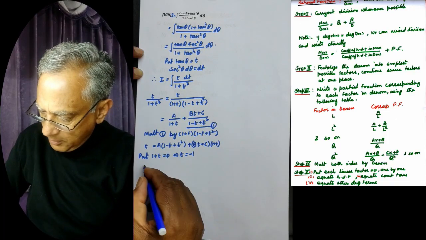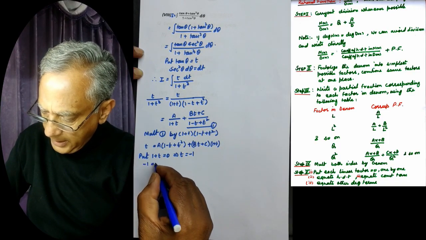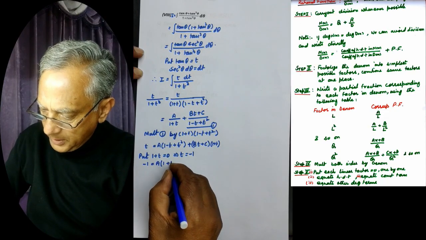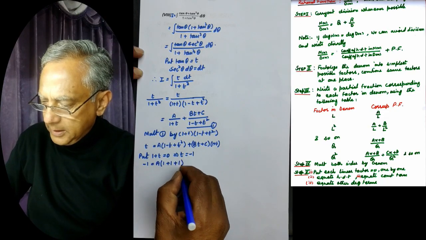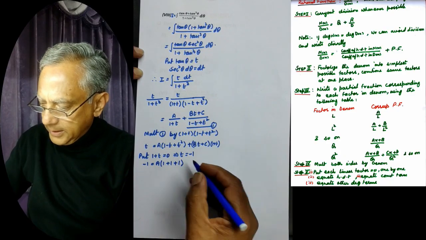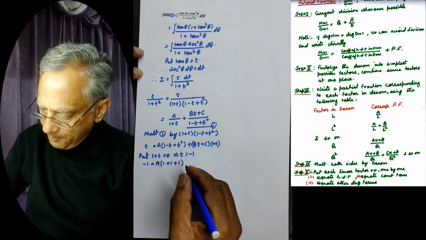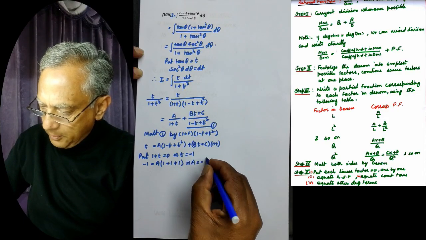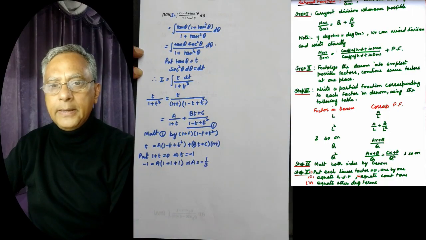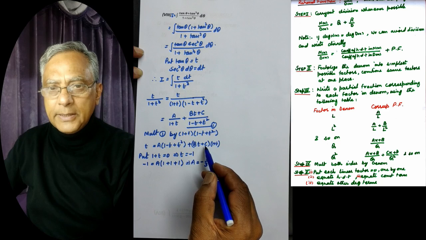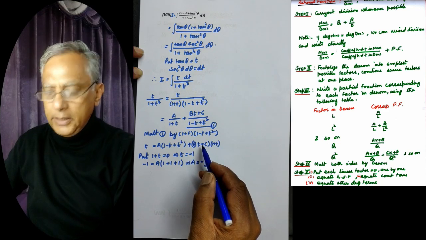So this is equal to minus 1 is equal to a into, t is minus 1, 1 plus t plus 1. This is minus 1. So minus 1 is plus 1 plus 1 plus 1. And this is 0. So this implies a is equal to minus 1 by 3. Now we have to still find b and c. So we need two more equations.